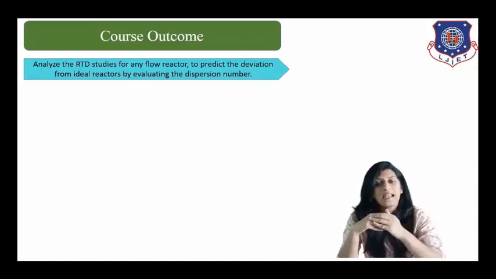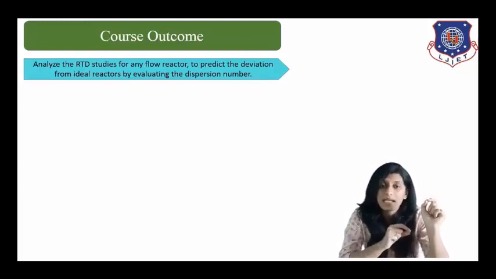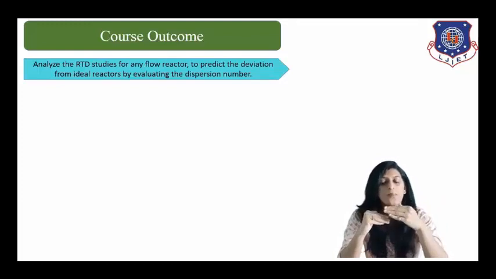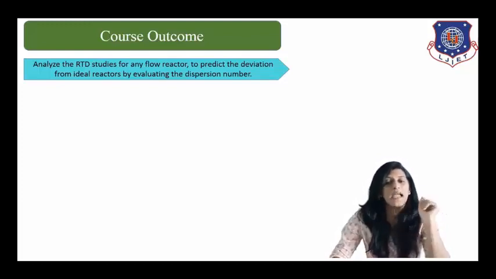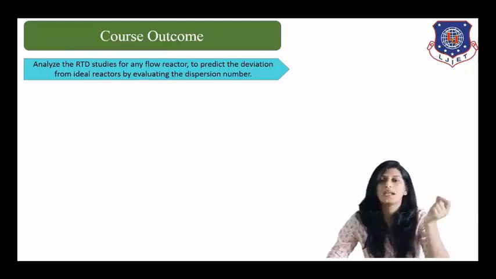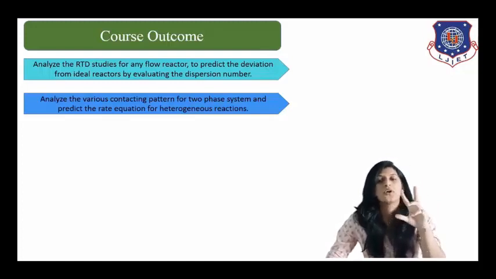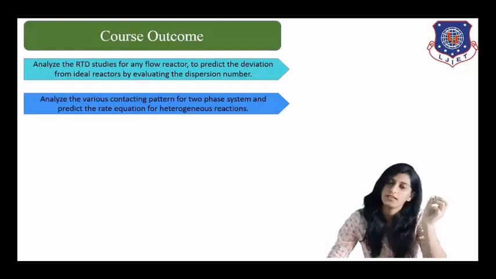So we can analyze or determine the RTD of any flow reactor, and we will be able to predict the deviation from ideal reactors by calculating the dispersion numbers. Next, we can analyze various contacting patterns, or we can see what contacting patterns are available to us for different flow reactors or to get a reaction done between two different phases.